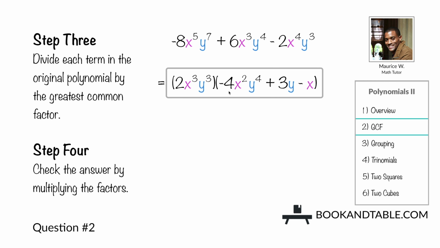So our second factor is -4x squared y to the 4th plus 3y minus x. So we get 2x cubed y cubed times -4x squared y to the 4th plus 3y minus x.